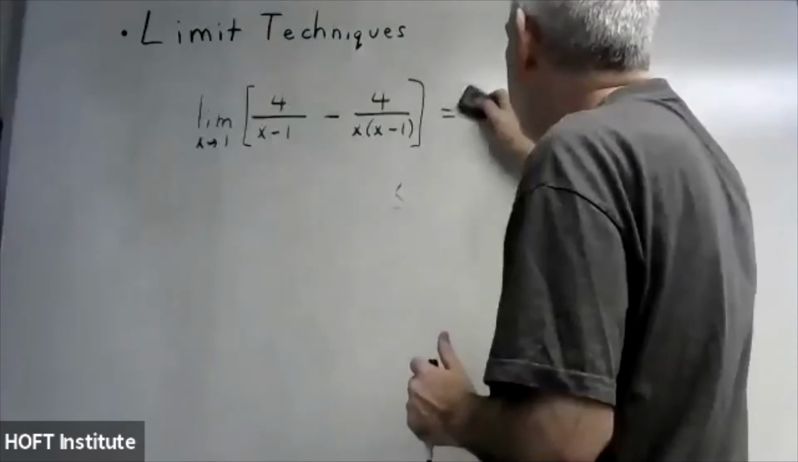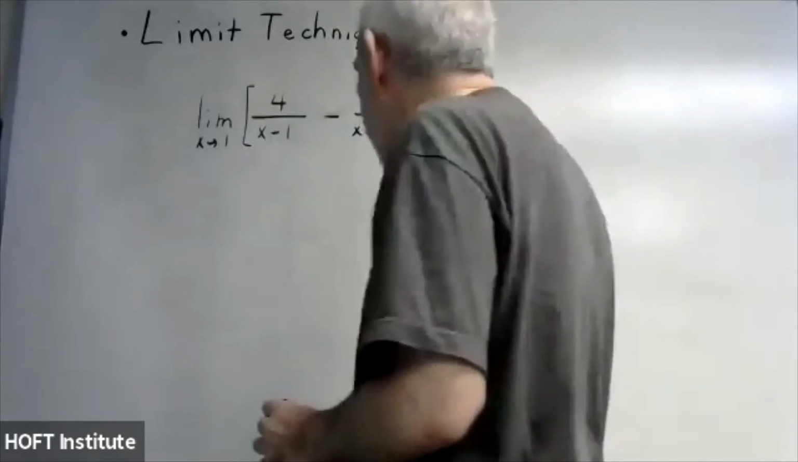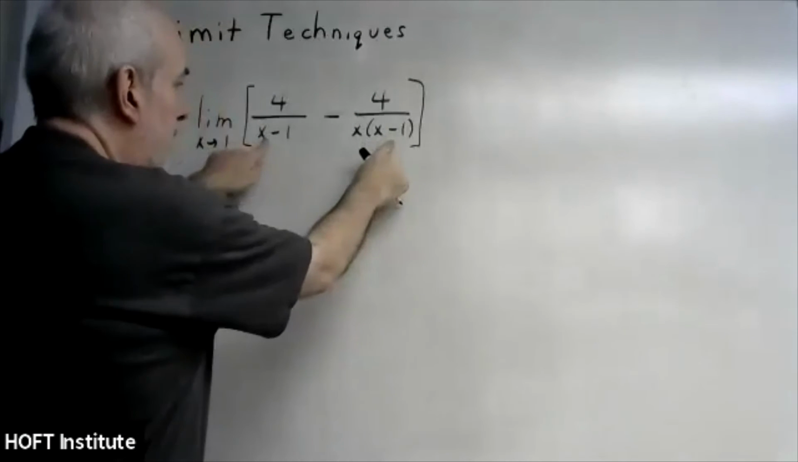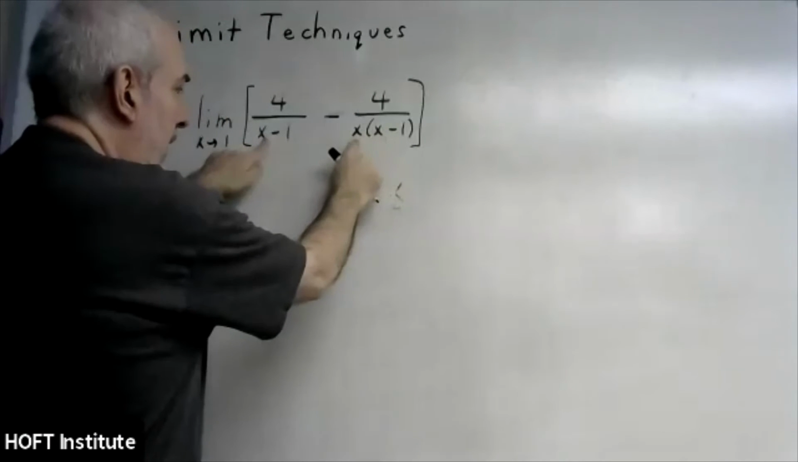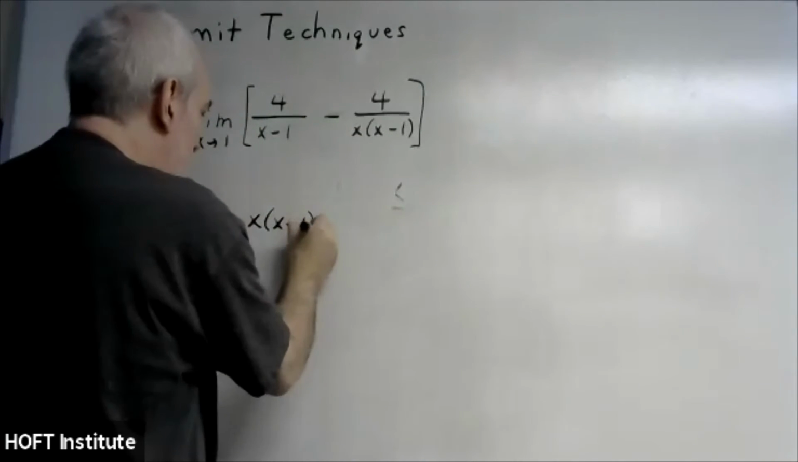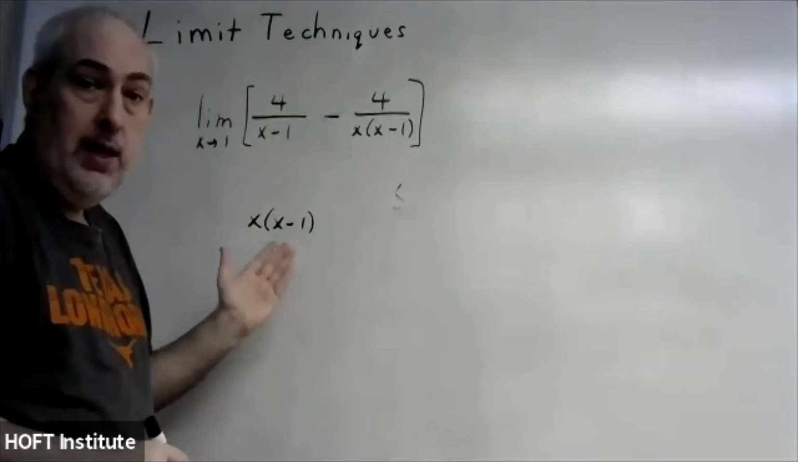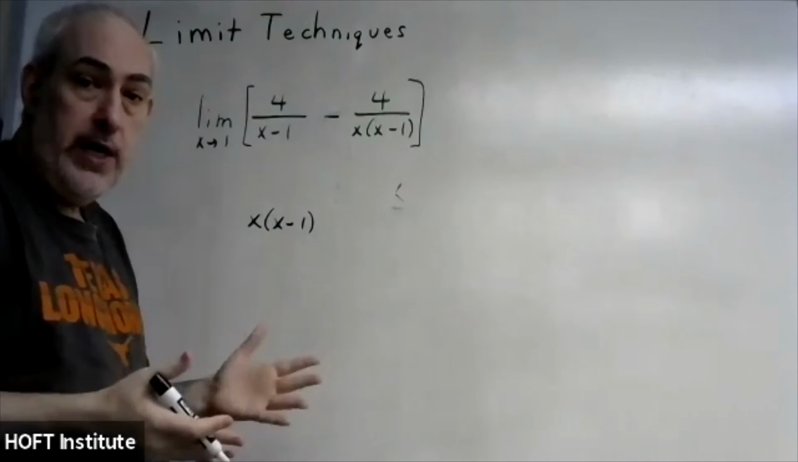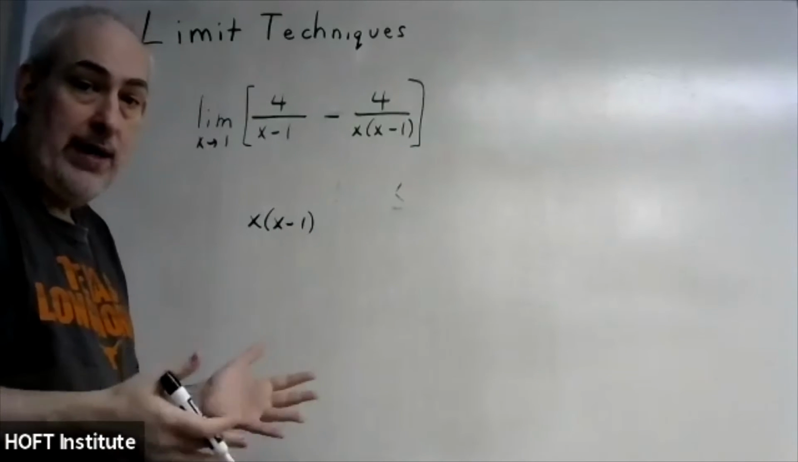Okay, so I need to get a common denominator. Well, these two factors are the same, so I just need this other factor added in. So it's just going to be x times x minus 1 is the least common denominator. So we want to change these fractions so that both have that denominator.